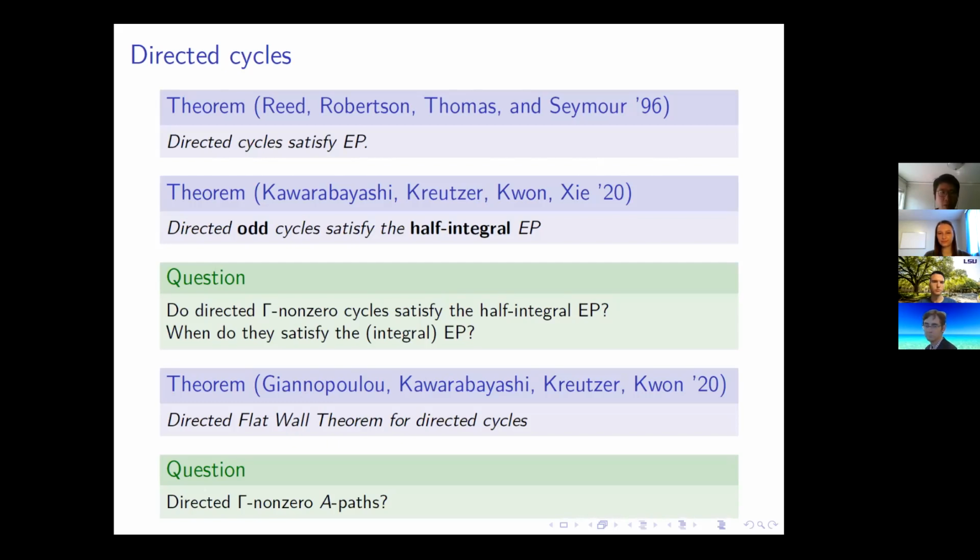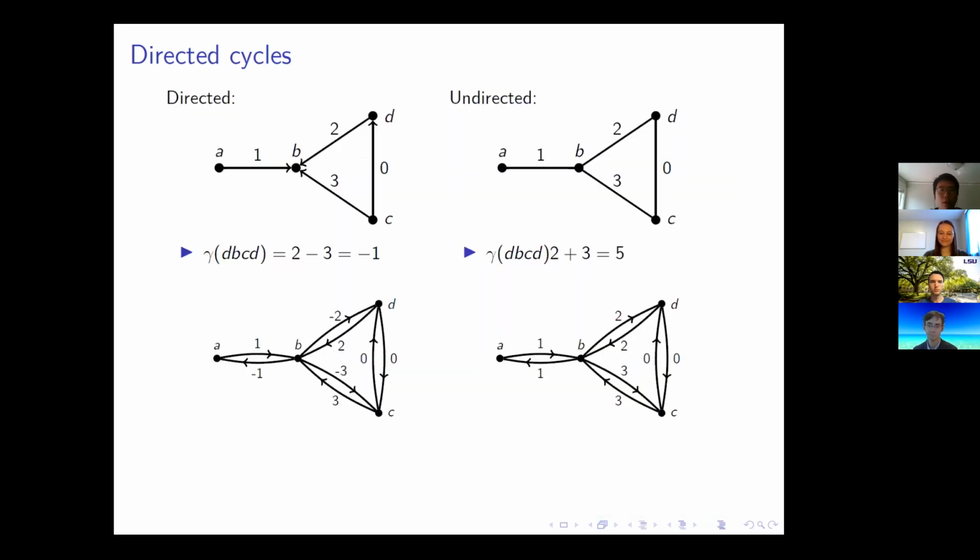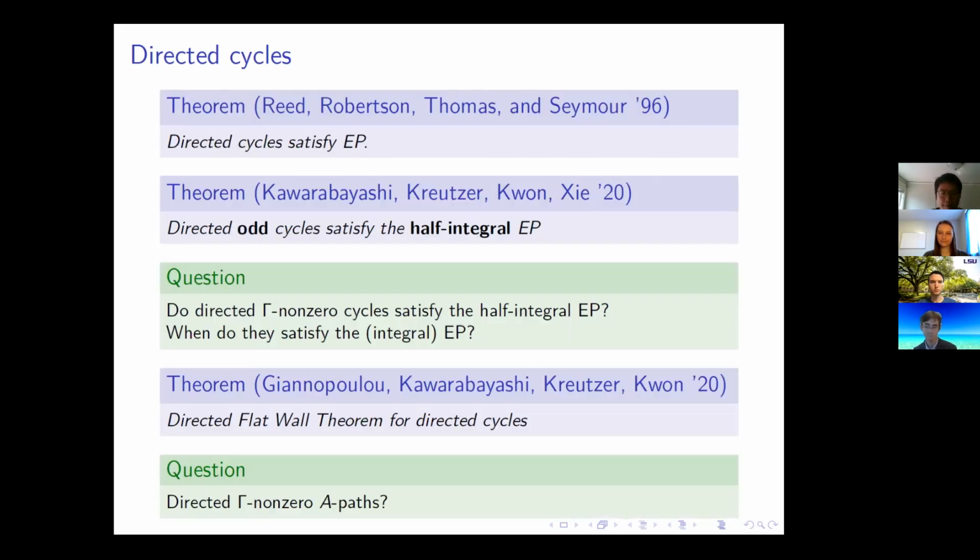So it might be very interesting to see if we can generalize these to directed non-zero cycles in group-labelled graphs. And there's also this directed flat wall theorem for directed cycles. There have recently been quite a few structural results on directed graphs, and it might be possible to use some of these for the Erdős–Pósa property. This would really generalize both the directed model and the undirected model at the same time. But yeah, it's an interesting question. It seems difficult though.